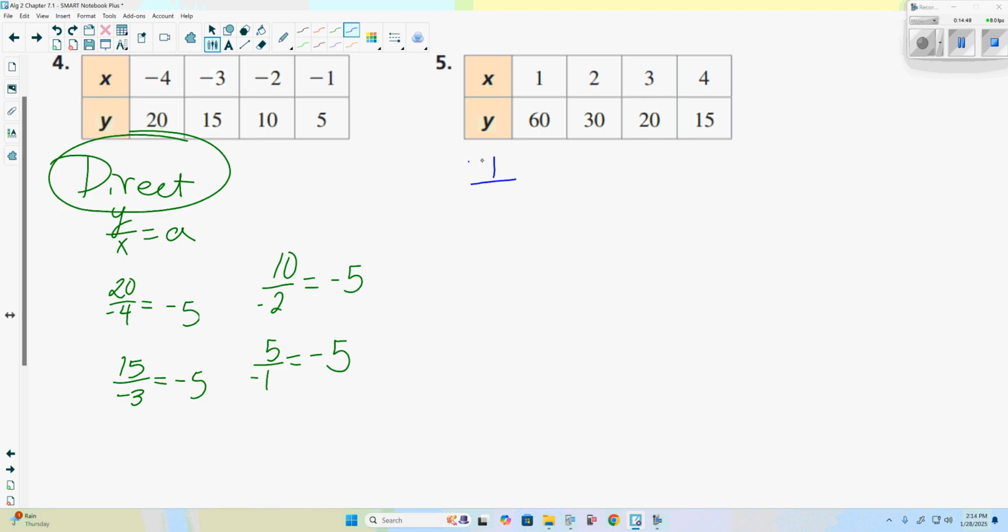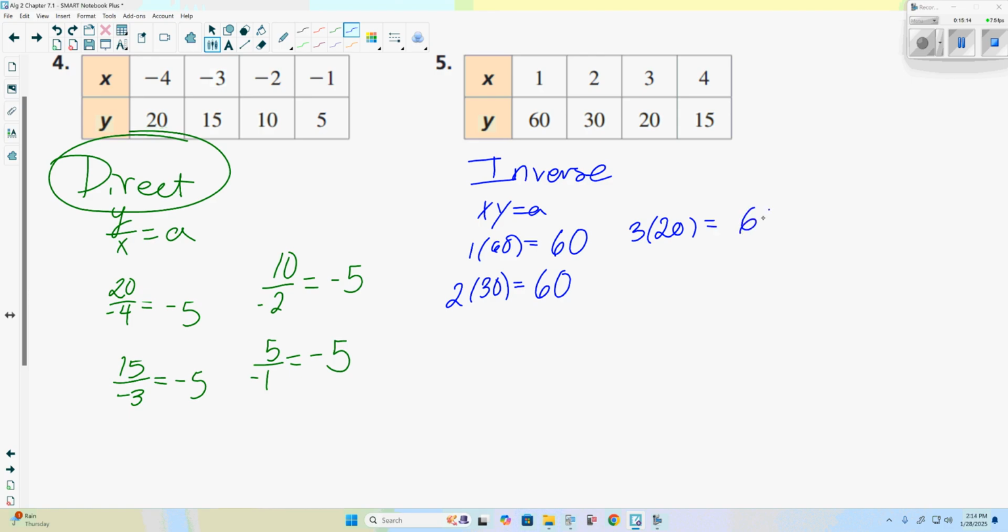Do inverse. x times y equals a. 1 times 60 is, lo and behold, 60. 2 times 30 is 60. 3 times 20 is 60. And last one, 4 times 15 is 60. So this is indeed an inverse variation.